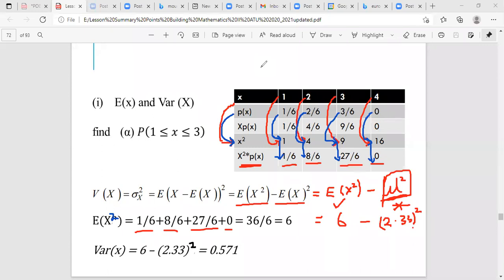I wanted to know how you had the 2.33. From the previous page, we found the expectation of x.